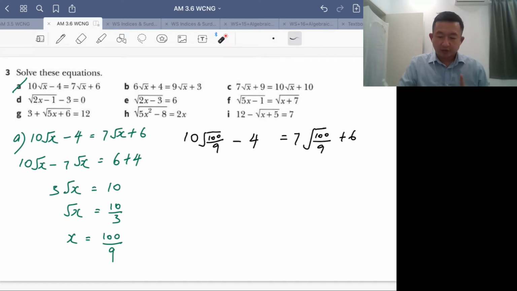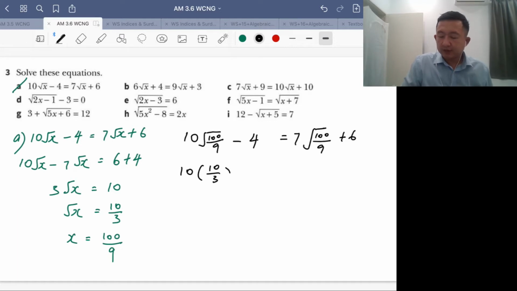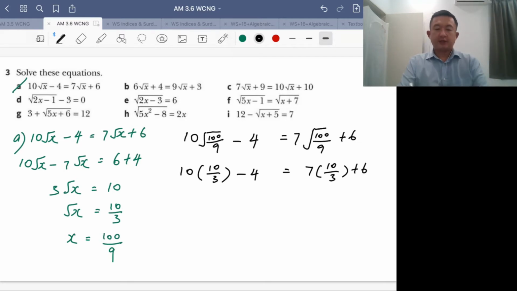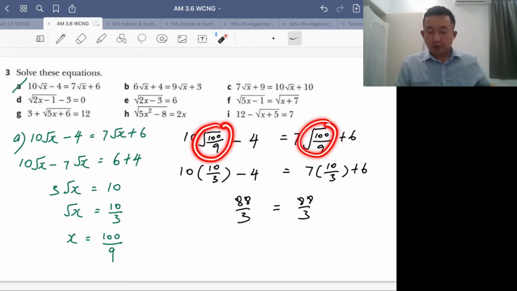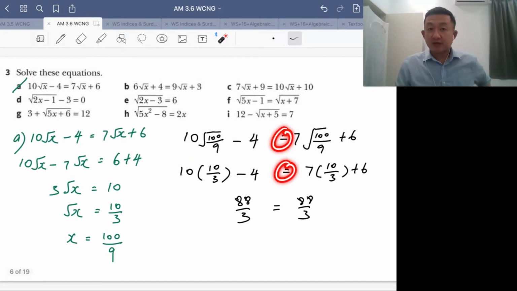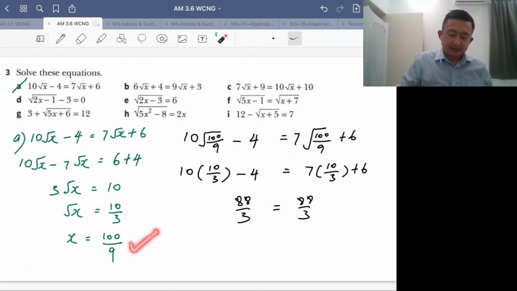Let's have a look. Use some calculator. You have 10 brackets 10 over 3 minus 4 equals 7 brackets 10 over 3 plus 6. So let's see what you have on both sides. 88 over 3, the right hand side, 88 over 3 is the same. So when you put this into the original equation, this makes sense. It fulfills the criteria. This is the final answer. This answer can be accepted.